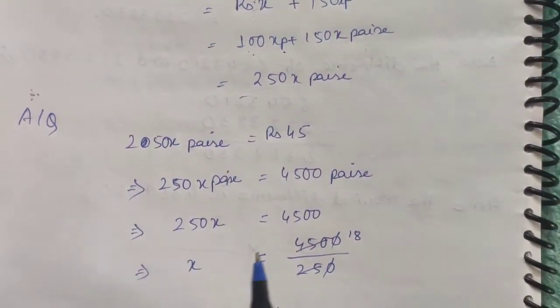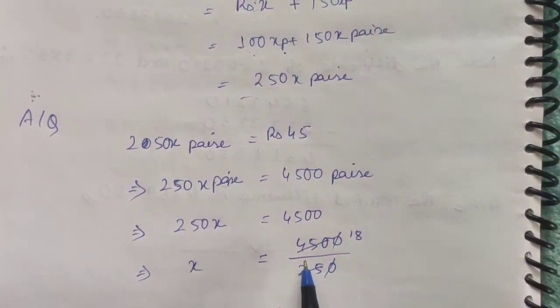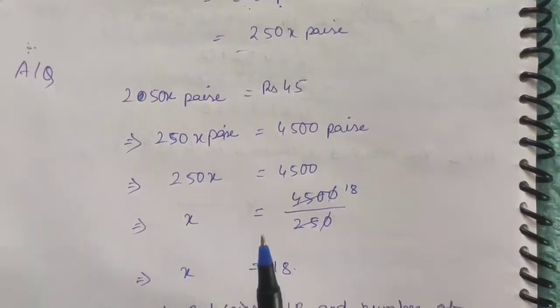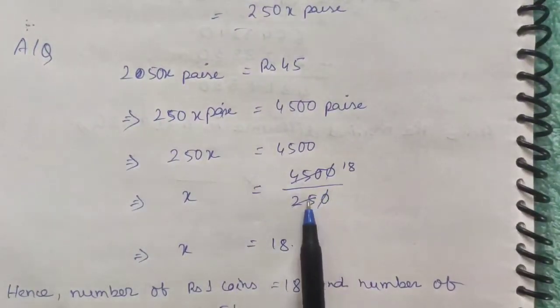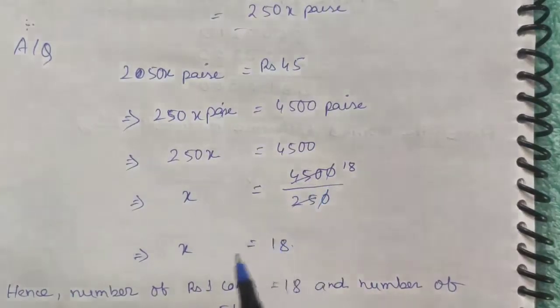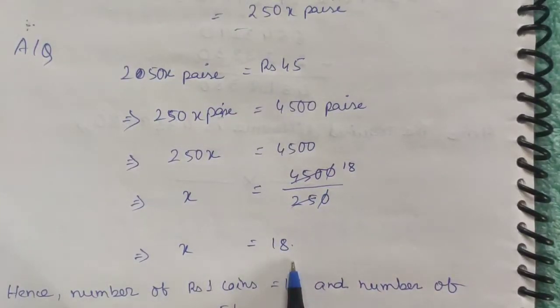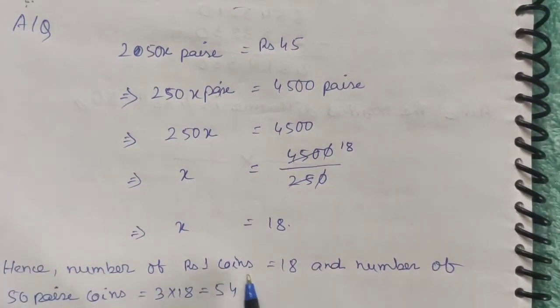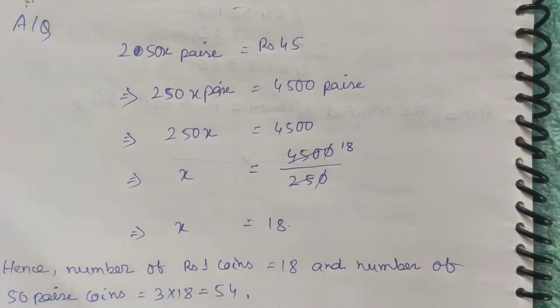Since 250 is multiplied with x, when we change the side, it gets divided, right? That is x equals 4500 divided by 250. Then we have cancelled 0 0, then 25 into 18 is 450, that is x equals 18. That means we have considered the number of 1 rupee coins as 18, right? So the number of 1 rupee coins is 18, and the number of 50 paise coins was how much? 3x. So 3 into 18 equals 54.